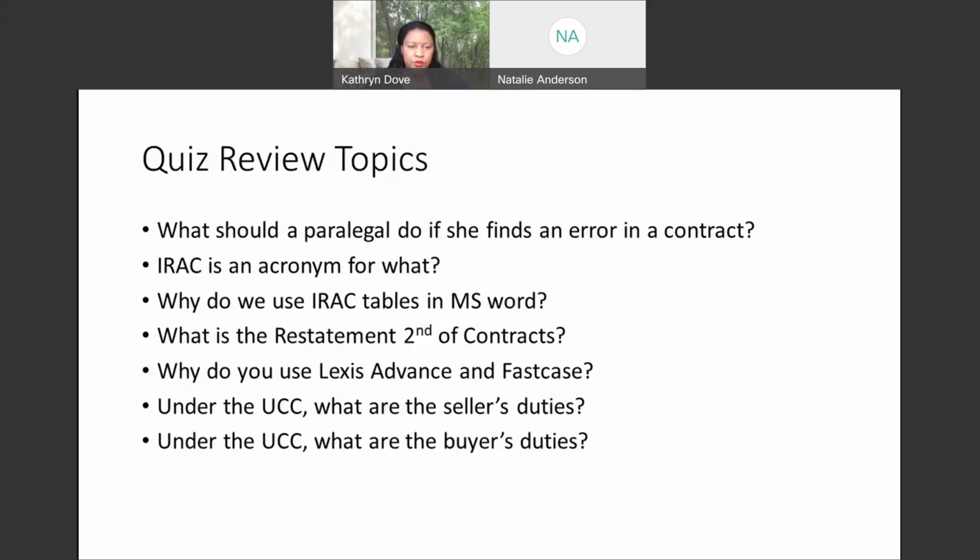What should a paralegal do if she finds an error in a contract, Natalie? Don't they bring it to the attention of their supervising attorney so that they can make that correction? Good. You were right. Okay.